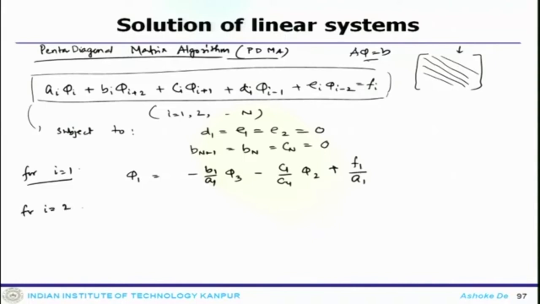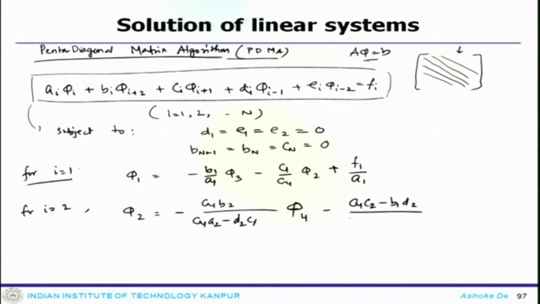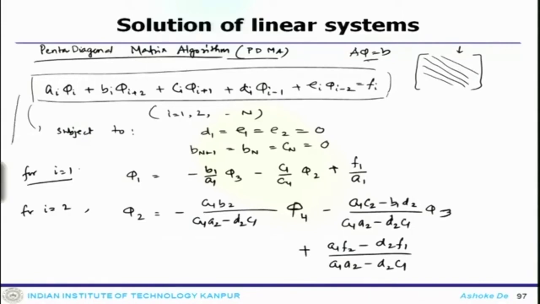Now, similarly for I equals 2, phi 2 can be obtained as minus A1 B2 divided by (A1 A2 minus D2 C1), multiplied by phi 4, minus (A1 C2 minus B1 D2) divided by (A1 A2 minus D2 C1), phi 3, plus (A1 F2 minus D2 F1) by (A1 A2 minus D2 C1). So essentially you put the values of I in this equation and then you start obtaining the individual ones.